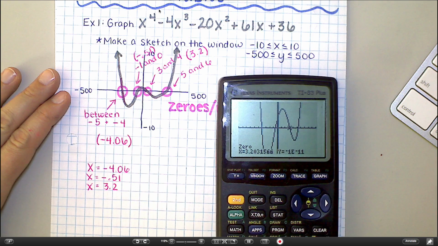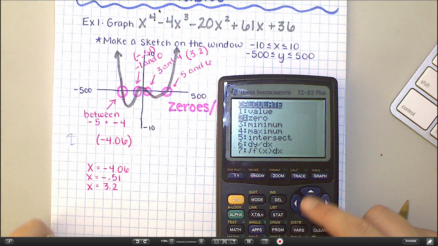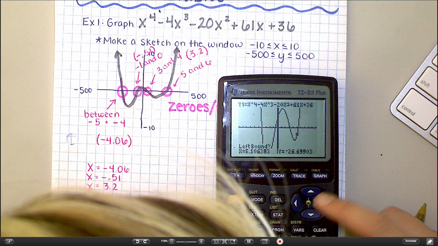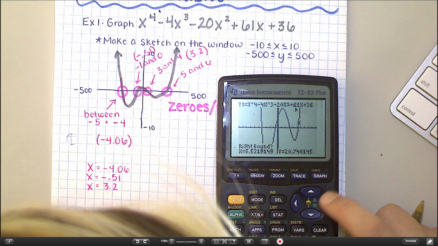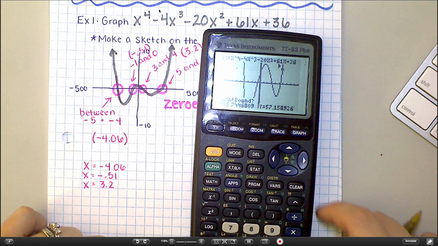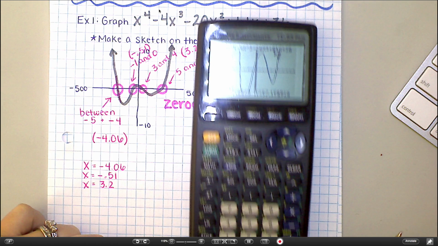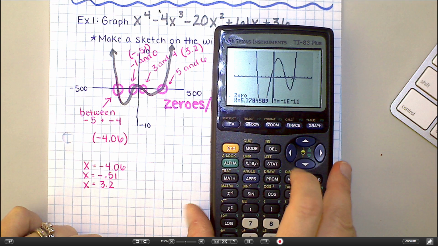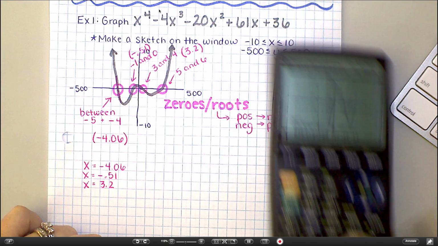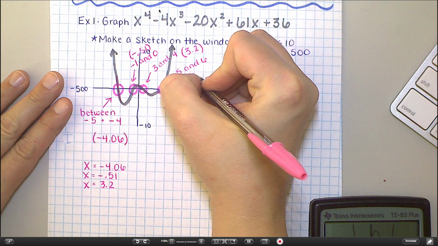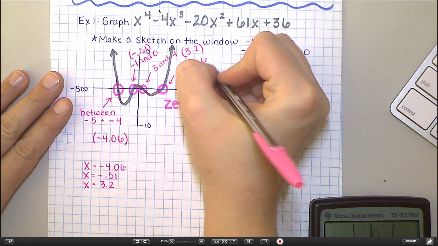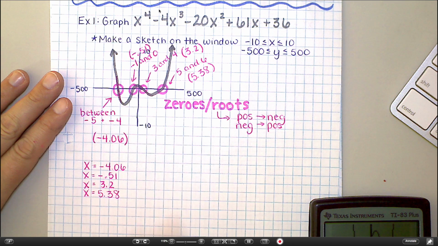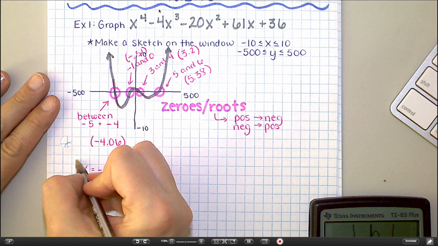Okay. And just real quick, let's go ahead and find the one between 5 and 6. So I'm going to move until I'm just to the left of the line, hit enter. Move till I'm just to the right of the line and hit enter, and then hit enter one more time. Oops, moved up into that glare. And I'm at 5.38. Okay, so this one that's between 5 and 6, 5.38. Okay, and that's it. Those are our 4 zeros for this function.